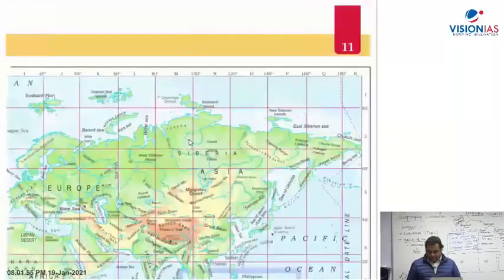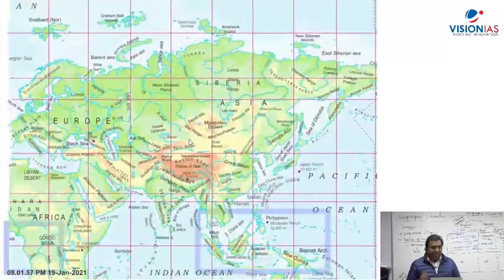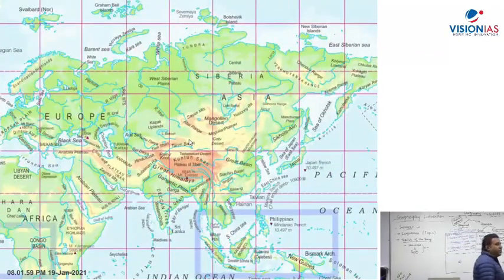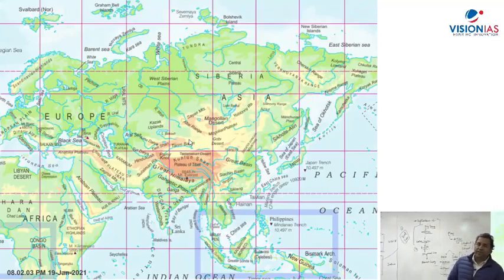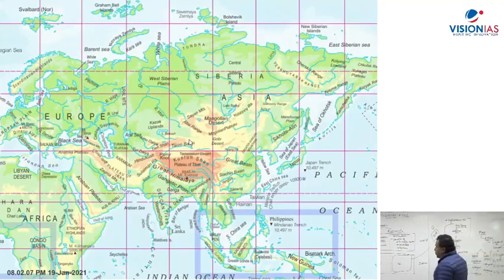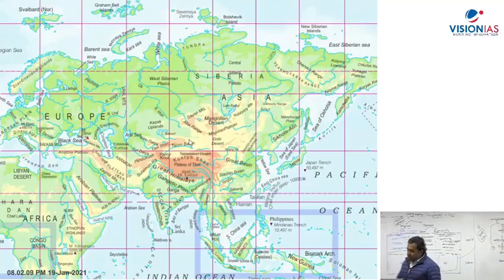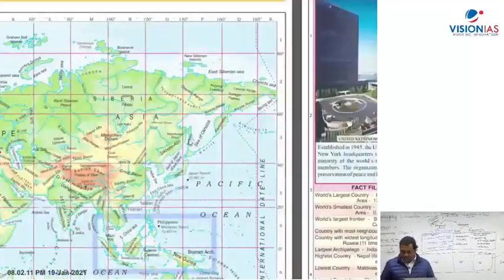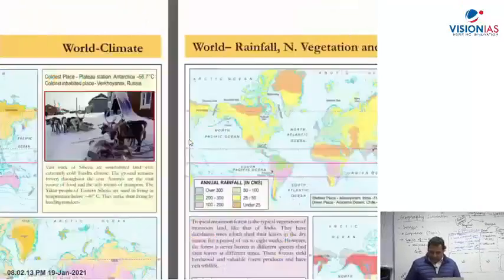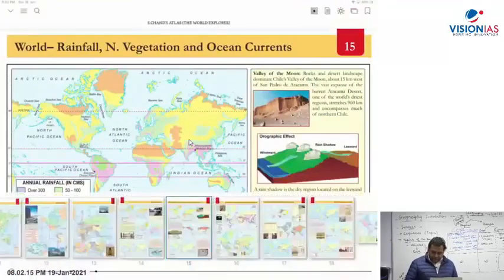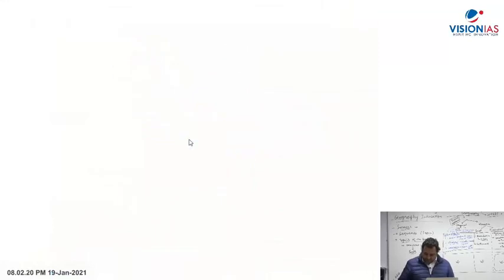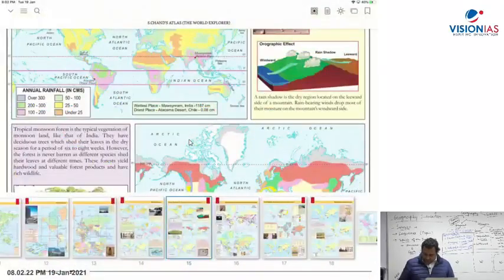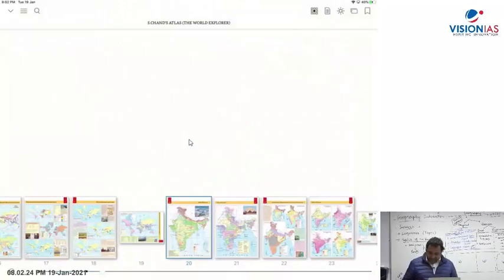Whereas the other map is a physical map, this kind, where the mountains, rivers, plains, plateaus are given. That is a physical map, where the physical locations are given. So I hope you understand the world physical and world political. Then, next, the other thing that you want in your atlas is India. For example, see here, India.